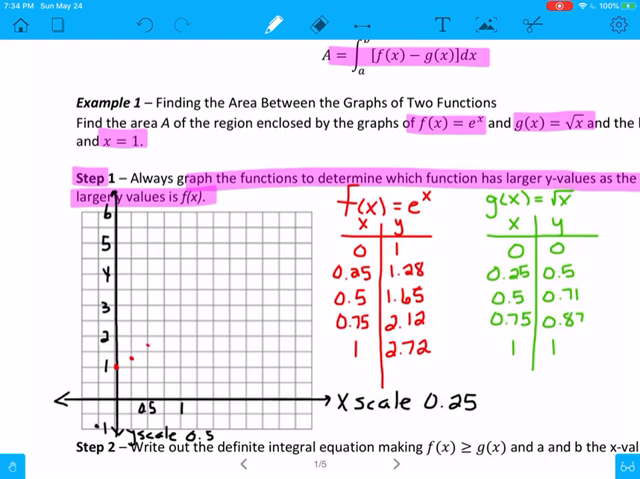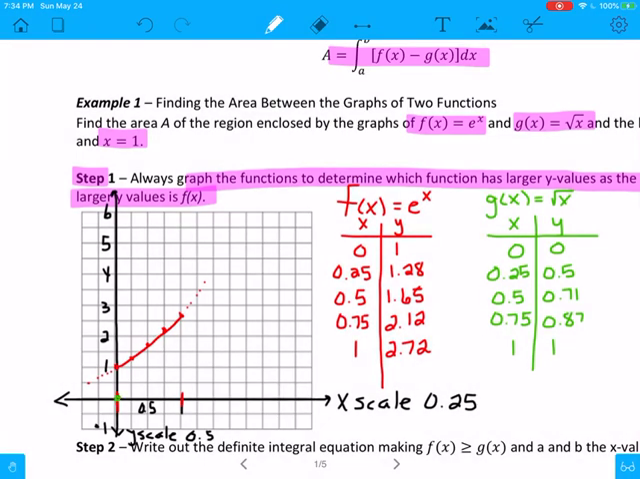0.5 and 1.65. 0.75 and 2.12. And 1 and 2.72. And the graph would keep going, right? Technically, it would keep going this way and this way. But I don't care about the rest of the graph because I want it between x equals 0 and x equals 1. That's where I'm looking.